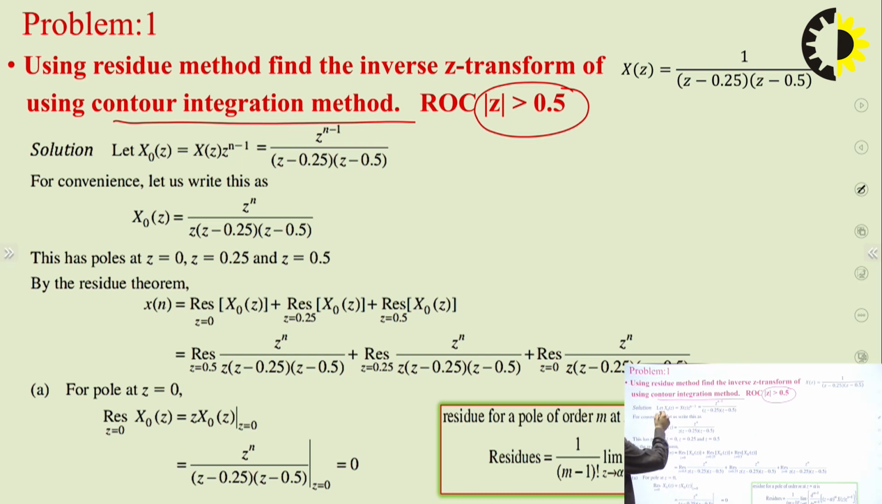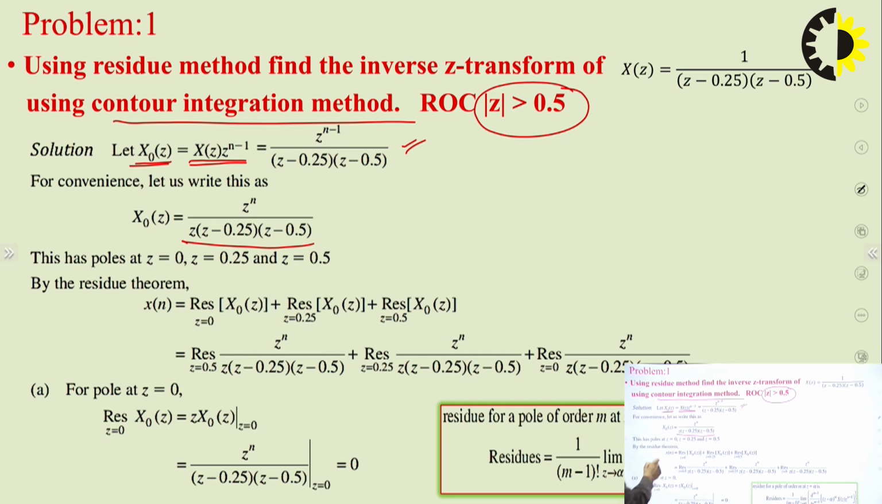We have an analytic function, which we took as F(z) previously, equal to X(z) into z to the power n minus 1, and X(z) is given as 1 upon (z minus 0.25) into (z minus 0.5). So X(z) into z to the power n minus 1 can be written like this. Now for convenience, we write z to the power n into z to the power minus 1, and z to the power minus 1 we take to the denominator side. So we have these three poles.